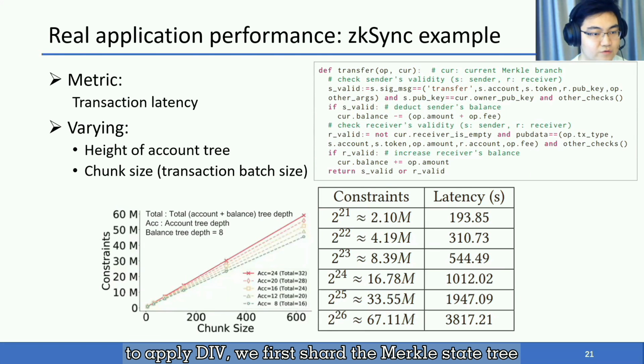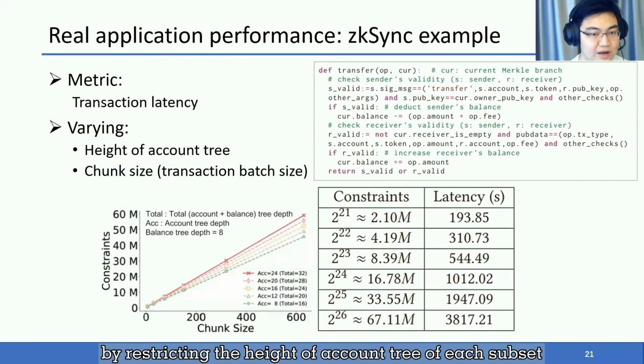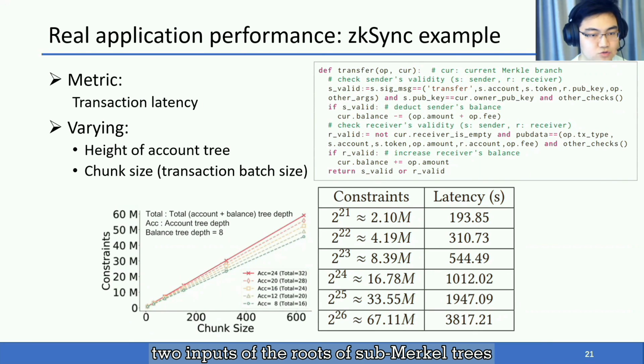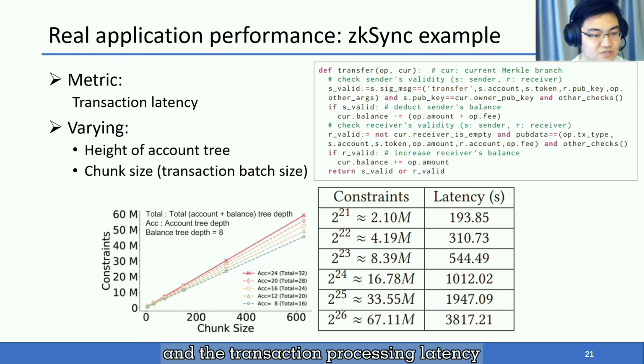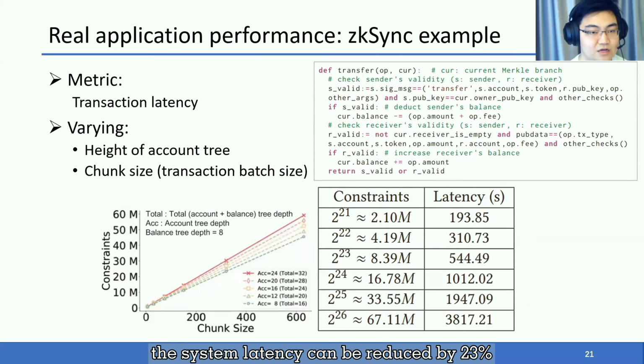To apply DIV, we first shard the Merkle state tree by restricting the height of the account tree of each subset. Then we change the membership check circuit to take 2 inputs, the roots of the sub-Merkle trees where the sender and receiver belong to. We vary the block chunk size, which is the batch size of the transactions, and measure both the circuit constraint count and the transaction processing latency. Results show that by decreasing 50% of the total tree height, the system latency can be reduced by 23%.